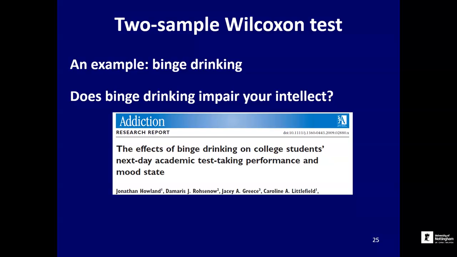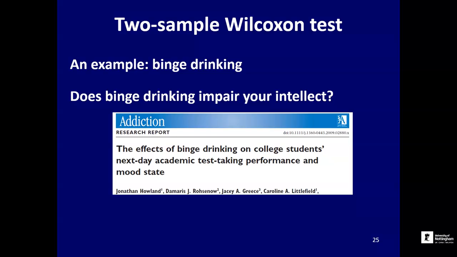The two-sample Wilcoxon test, it's hard to say, like every other stats test, is a bit easier to understand with a real-life example. So I'm going to look at something that may be close to your heart, which is the subject of binge drinking. And we're specifically going to look at binge drinking in students, and a study I found in the journal Addiction, which was looking at the impact of heavy drinking sessions on the performance of US college students in academic tests.